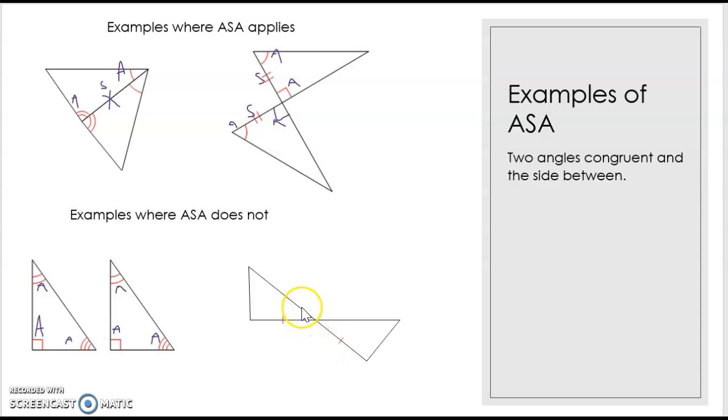This next one is an example where ASA does not apply. I'm going to mark this. See, we have a congruent angle here, and that angle there, because they're vertical, right? But in order to use ASA, I need to know something about this one, and something about this one. But I don't have any information on those. Therefore, I can't say that they're congruent through ASA.